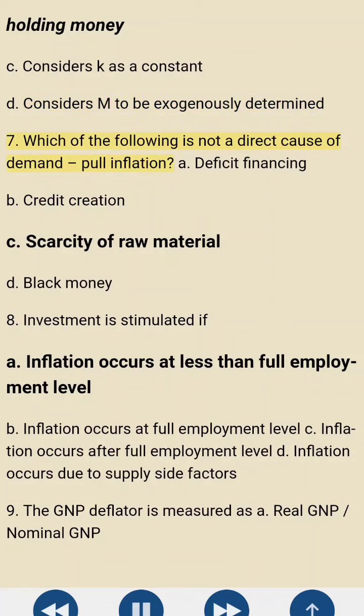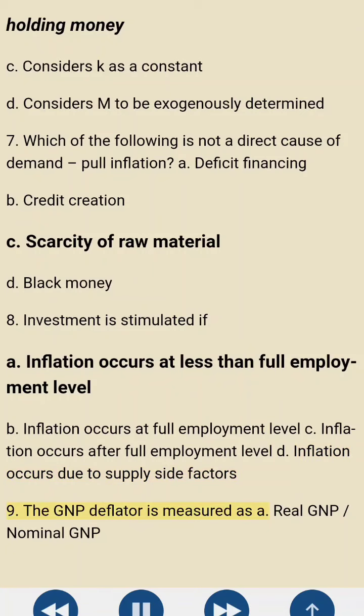7. Which of the following is not a direct cause of demand pull inflation? A. Deficit financing. B. Credit creation. C. Scarcity of raw material. D. Black money. 8. Investment is stimulated if A. Inflation occurs at less than full employment level. B. Inflation occurs at full employment level. C. Inflation occurs after full employment level. D. Inflation occurs due to supply side factors.